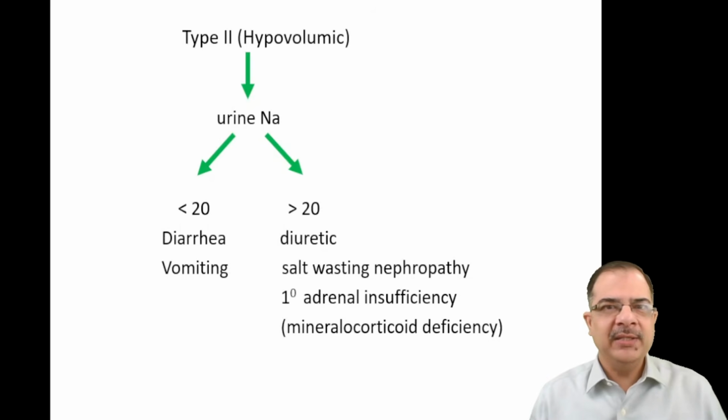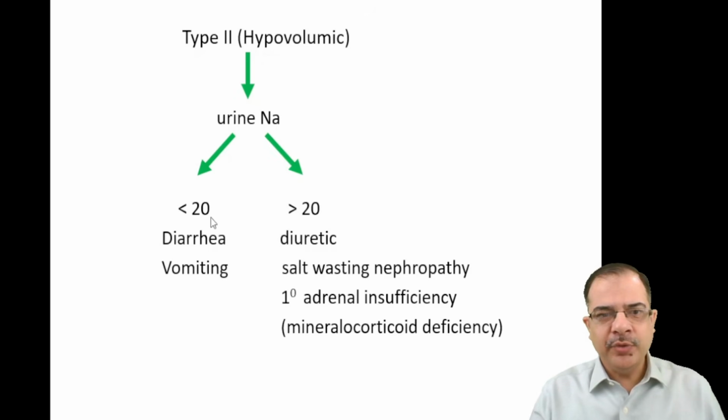Now type 2 is hypovolemic. So hypovolemic means there is a salt loss, sodium loss along with water loss from the body. It could be a GIT cause, or it could be a non-GIT cause, that is a renal cause. So we can divide hypovolemic into two groups. One is a renal cause and the other is a non-renal cause. So urinary sodium will help us.